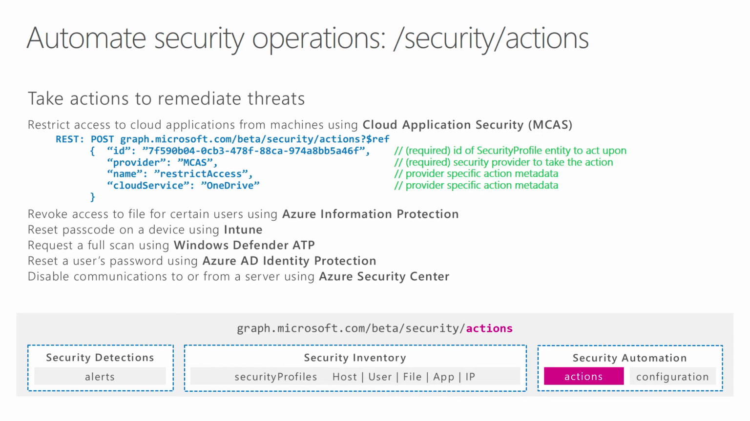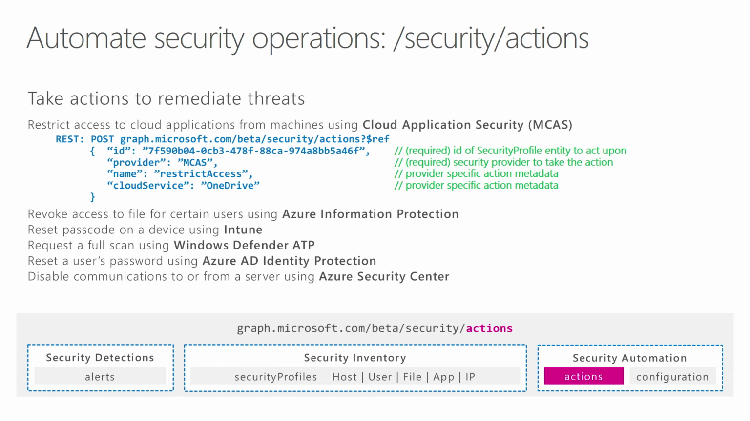For example, in this first sample, we have a server ID that is managed by MCAS, the Microsoft CASB solution. Because MCAS has the ability to restrict access on any services running on its server, it can expose that capability to the Security API, allowing their customer to programmatically restrict access on this host using a simple REST call.